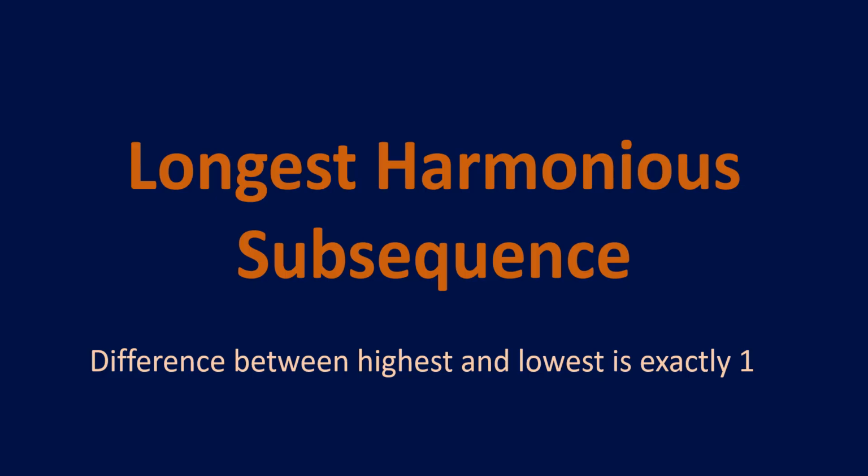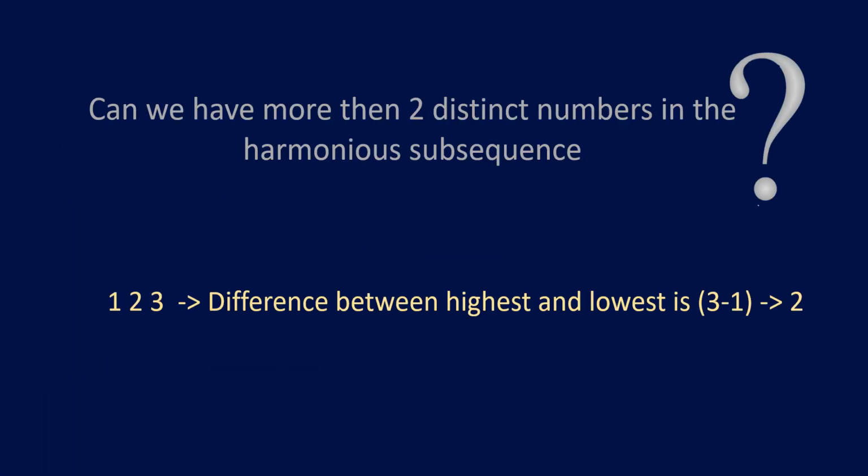As mentioned, the longest harmonious subsequence would have the difference between its highest and lowest element as exactly 1. So now the question that arises is, can we have more than 2 distinct numbers in a harmonious subsequence? Let's take this example of 1, 2, 3. Here the difference between the highest and lowest becomes 3 minus 1, which is 2, and this violates the property of a harmonious subsequence. And so from this example we can say we cannot have a harmonious subsequence that has more than 2 distinct numbers.